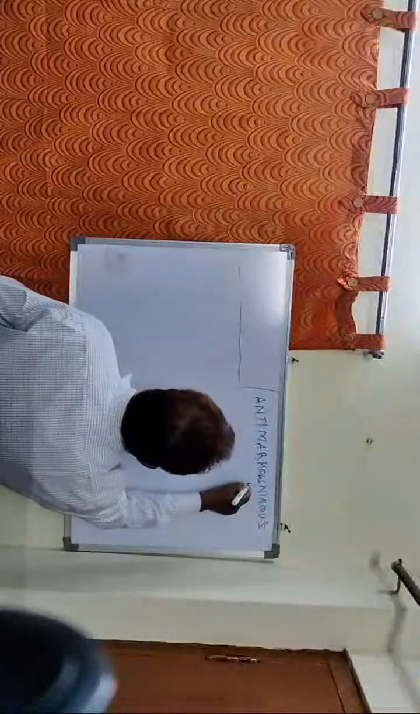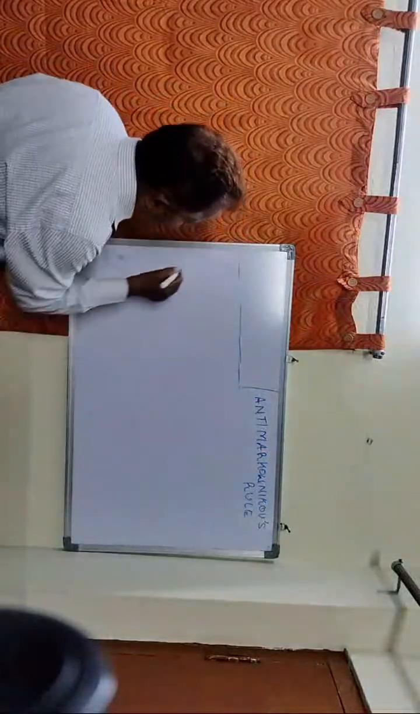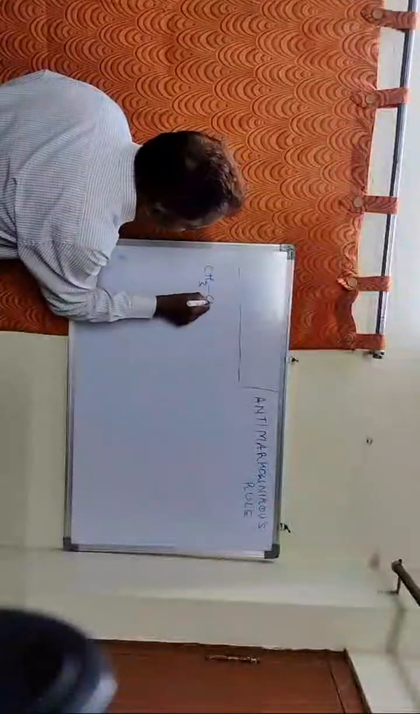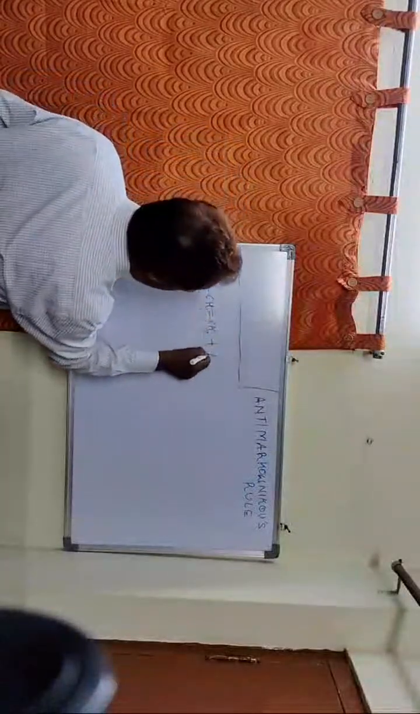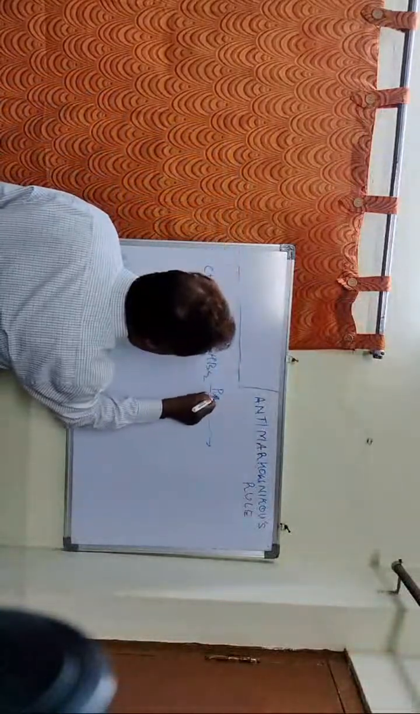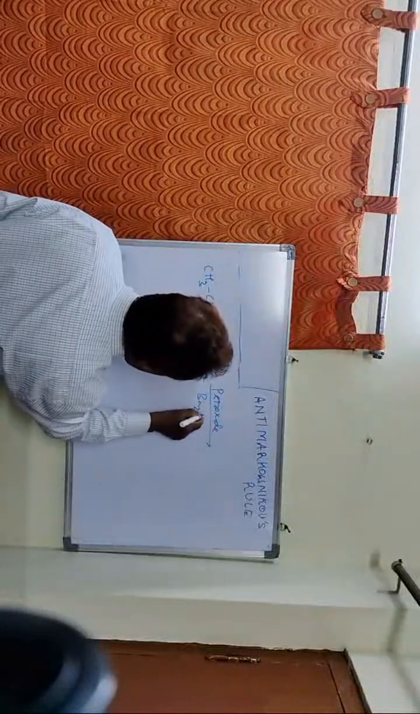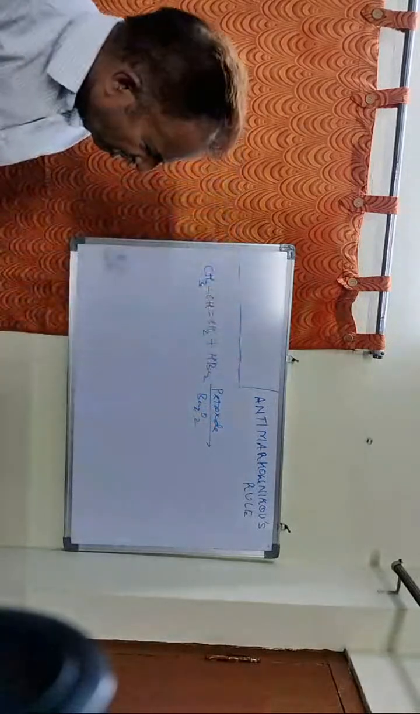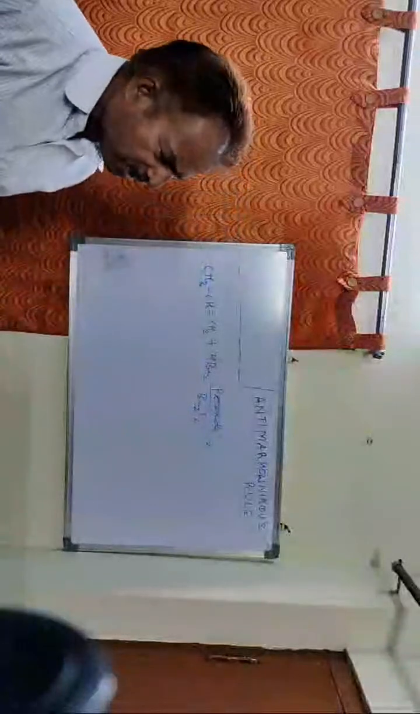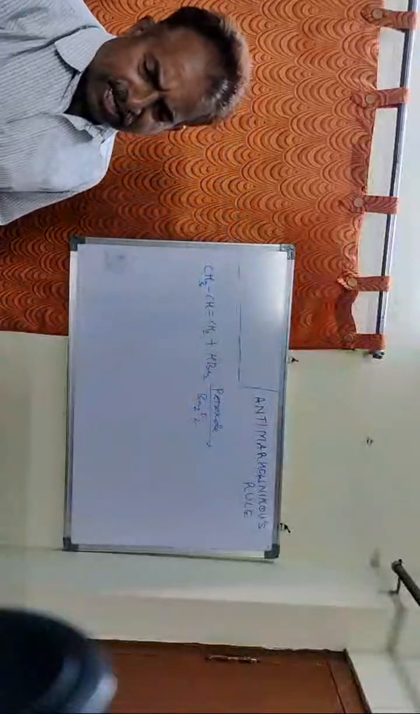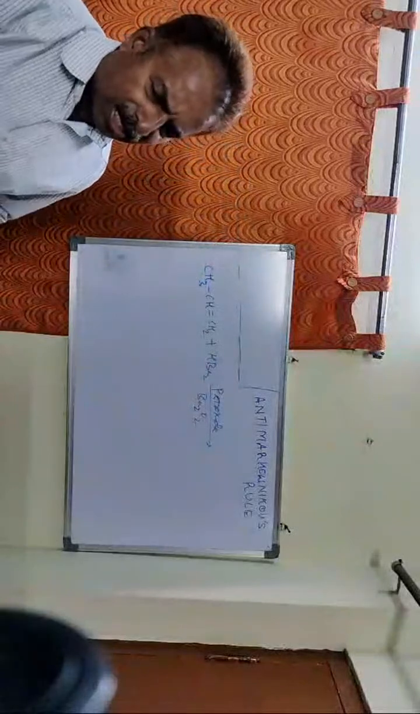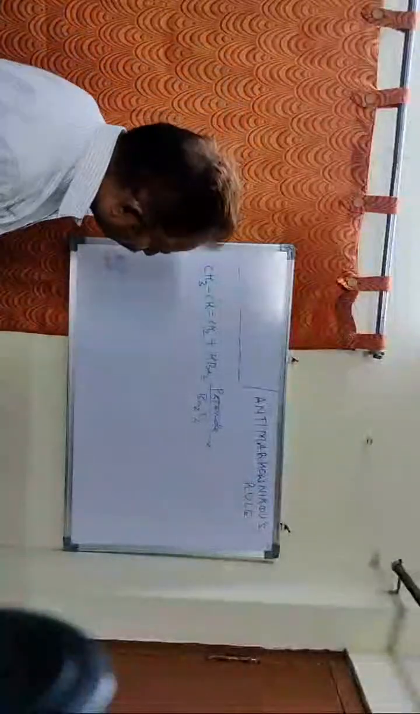Anti-Markovnikov's rule. Now what happens here? Same, let us take CH3CH=CH2 plus HBr, in the presence of a peroxide like barium peroxide, BaO2. Peroxide means an oxide having more oxygen than required for the saturation of the metal or other atom. That is peroxide, BaO2 is the peroxide.